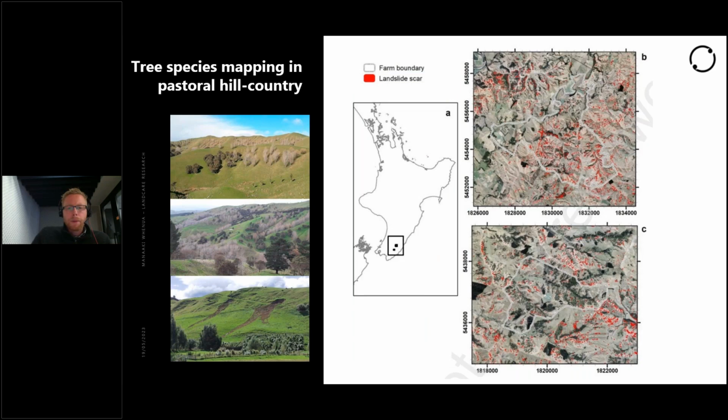And in this paper, the two study areas are two farms in Wairarapa, which are very prone to landslides. So Raphael and Falco wanted to test two models to find out what the effect of individual trees is on landslide risk.